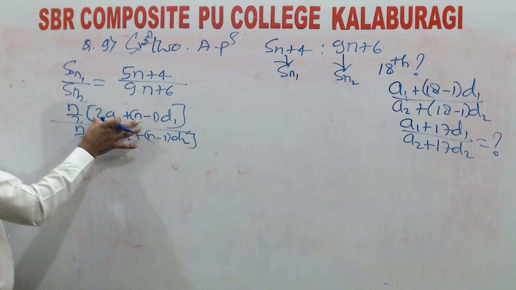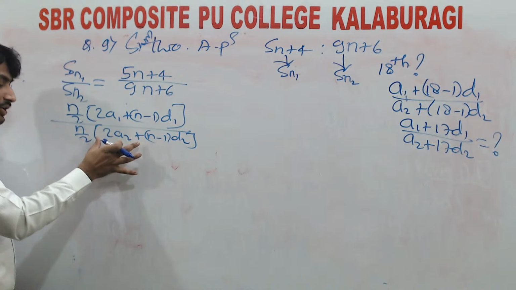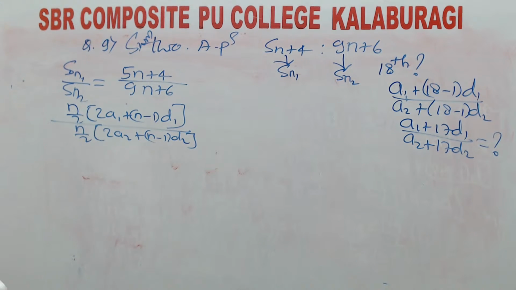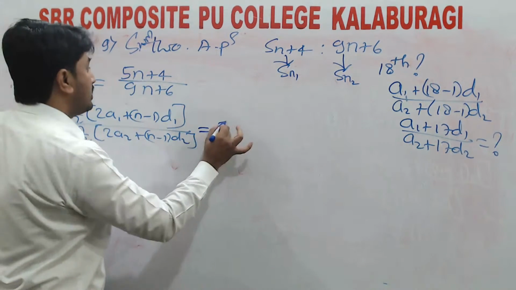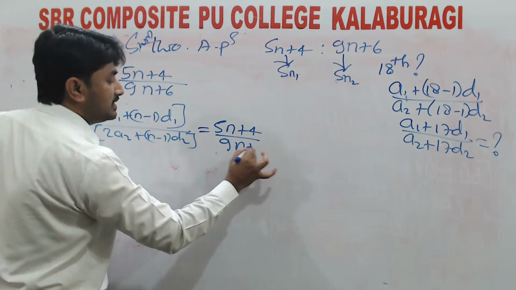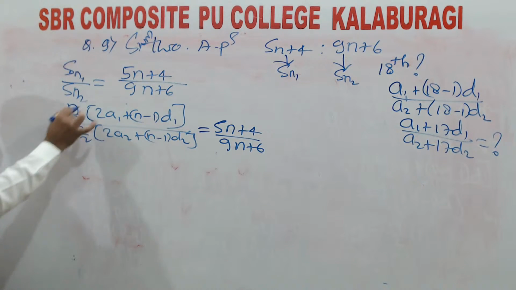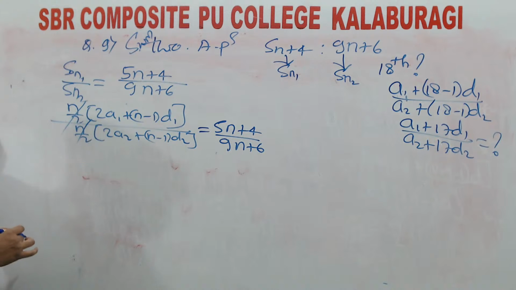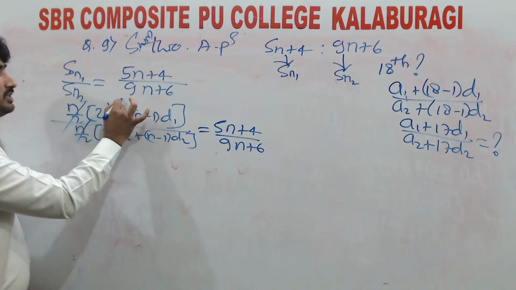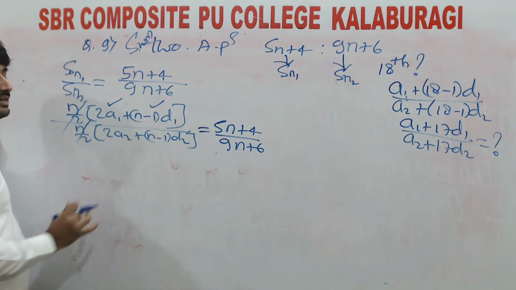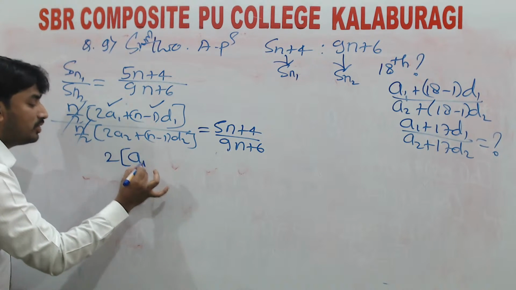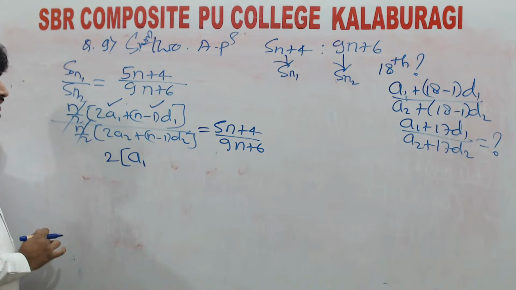The sum of the first AP to the sum of the second AP is equal to the given ratio, (5n + 4) divided by (9n + 6). Here n by 2 cancels. Again I am taking 2 as common from the first term, and likewise from the second term. It becomes A1 left inside the bracket.